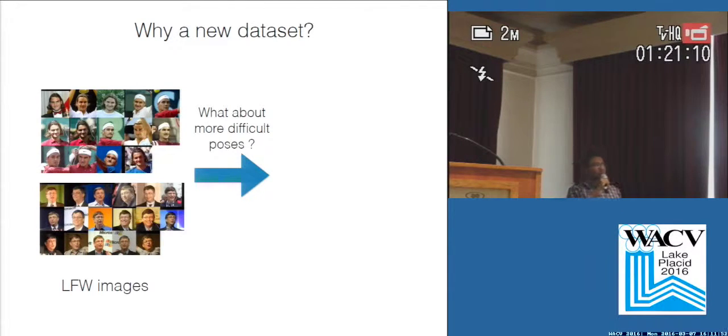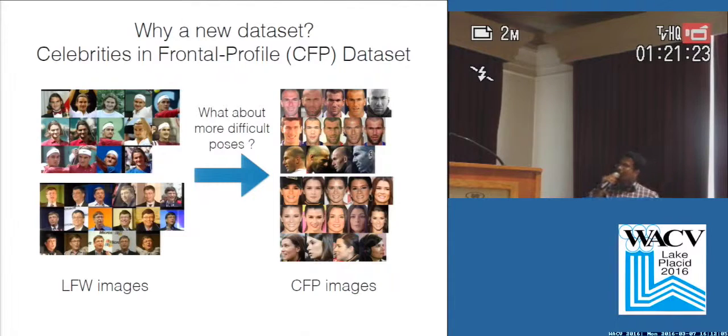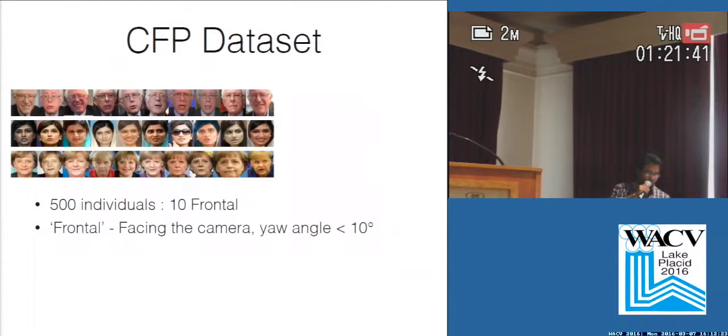So to handle the issue of pose variation, because in real-world applications, in security applications, we don't get images facing the camera, we need a dataset that has a large amount of pose variation. This is the purpose of introducing this new dataset, Celebrities in Frontal Profile. We have images of a person in frontal, that is facing the camera, and in profile, that is in the side view. So we are given a pair of images of a person in frontal and profile. We want to say if they belong to the same person or not.